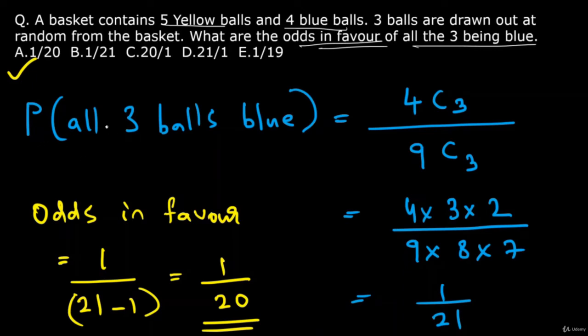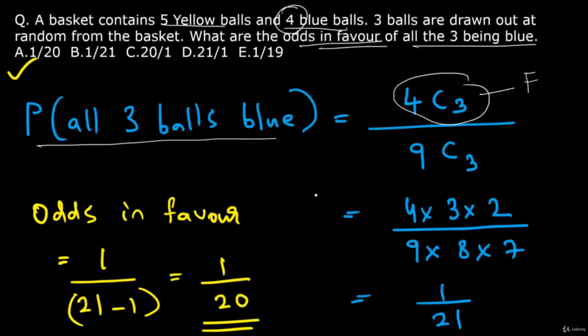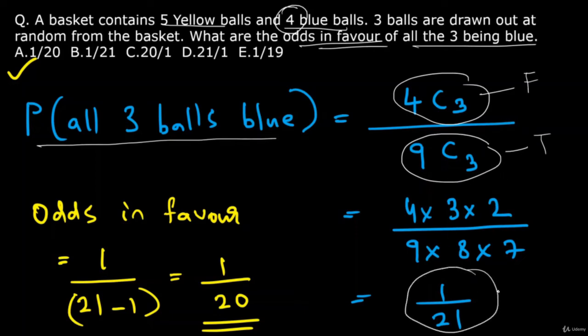Now, what's the probability that all the 3 balls will be blue? You can select 3 balls from 4 blue balls in 4C3 ways. So this is favorable. And the total number of ways in which you can select 3 balls from 9 balls, 5 plus 4 is 9, is 9C3. So this is total. So probability is favorable by total. That's 4C3 by 9C3. This simplifies to 1 by 21.